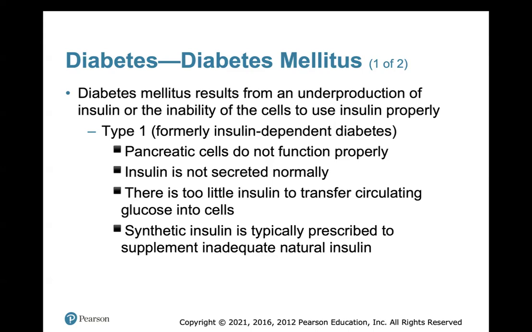And most all of the time, they are required to take some form of synthetic insulin to supplement their body's inability to produce adequate amounts of insulin or insulin at all. So those are your type 1 diabetics. You also hear them referred to as juvenile diabetics, things like that. Type 1 is the ones where it's a lifelong condition.